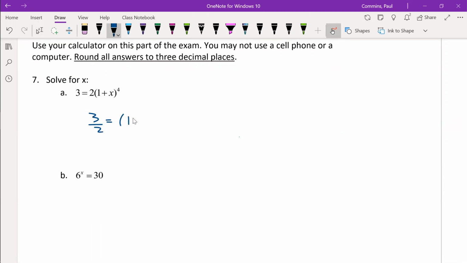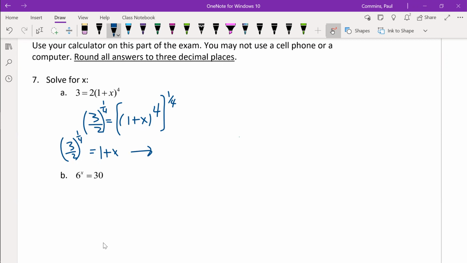3/2 equals 1 plus x to the 4th. We have a variable in the base. We said we use reciprocal power. So I raised both sides to the 1/4 power, taking the 1/4 root to undo the 4th power. And so I get 1 plus x is equal to 3/2 to the 1/4.